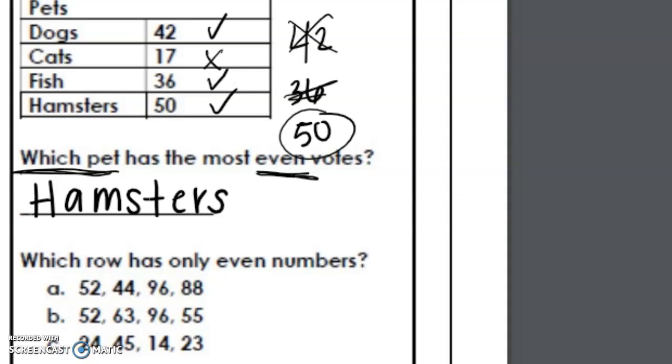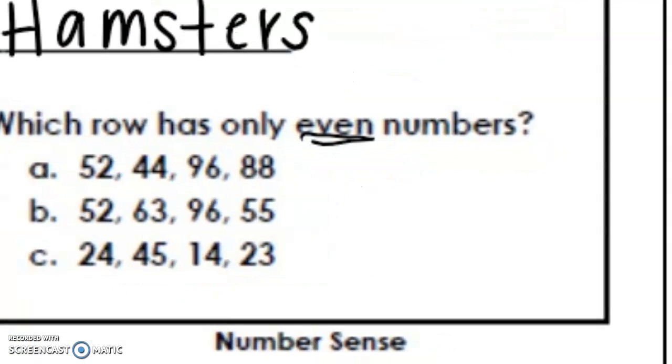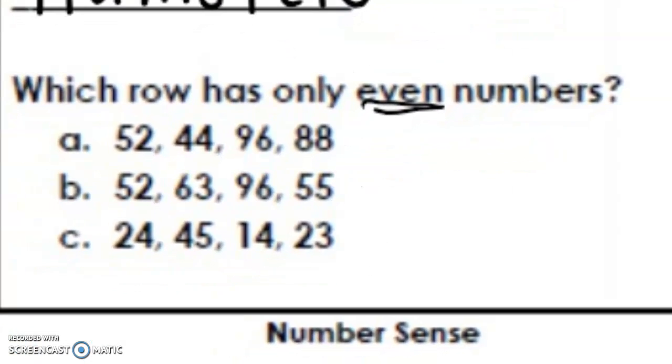Which row has only even numbers? So this question has nothing to do with the question above it. So let's see. 52, that's even. 44, that's even. 96, that's even. And 88, that one's even. So let's put a little smiley face by it. We're still going to check all of our answers. So remember, we're looking at even numbers.